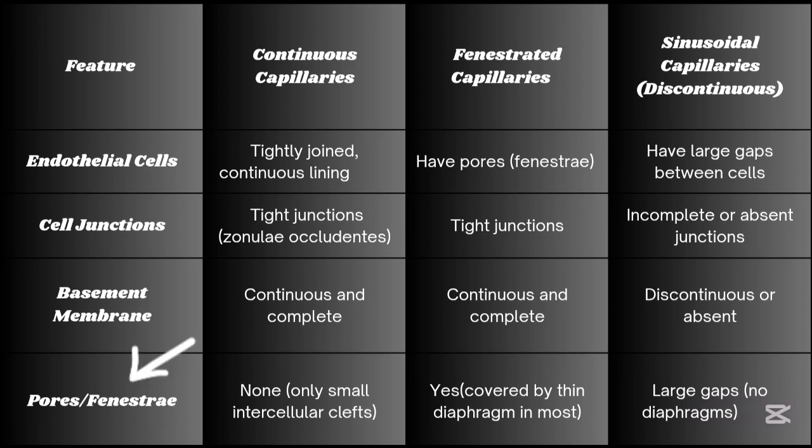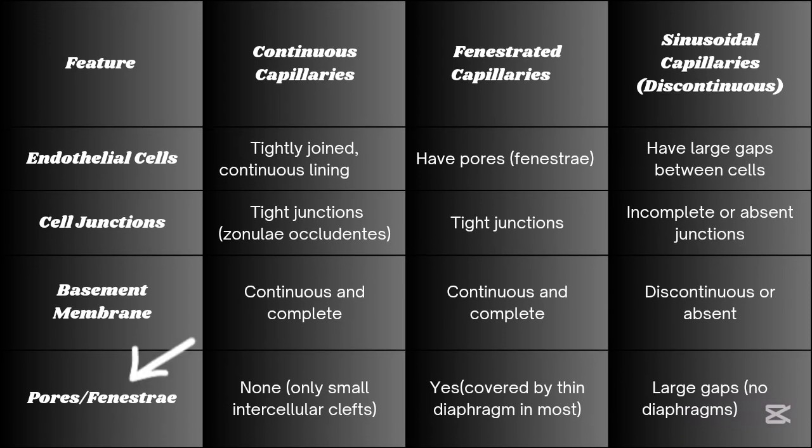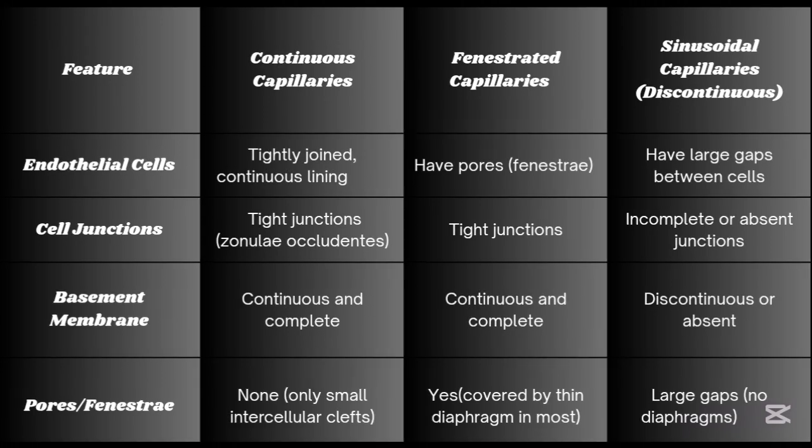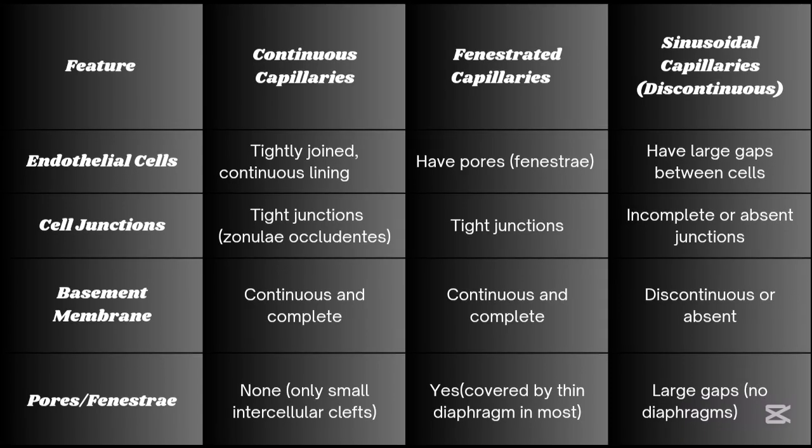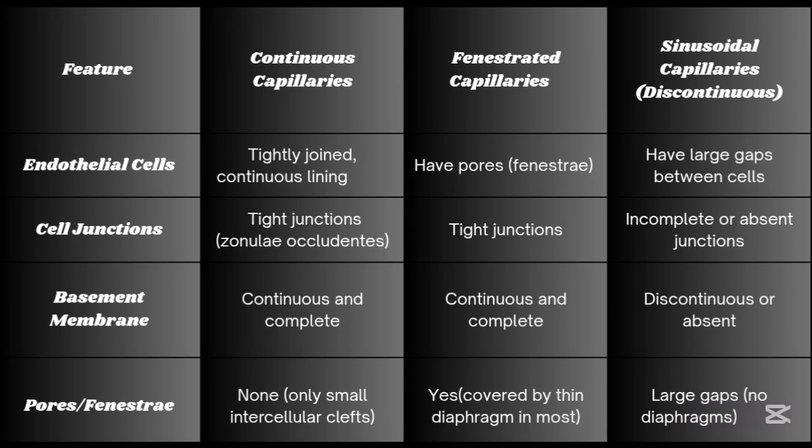The next feature is pores or fenestrae. In continuous capillaries, they are not present, whereas in fenestrated capillaries, yes, but they are covered by a diaphragm. Whereas in sinusoidal capillaries, they have large gaps and no diaphragms are present. So now let's move to the second part of this table.